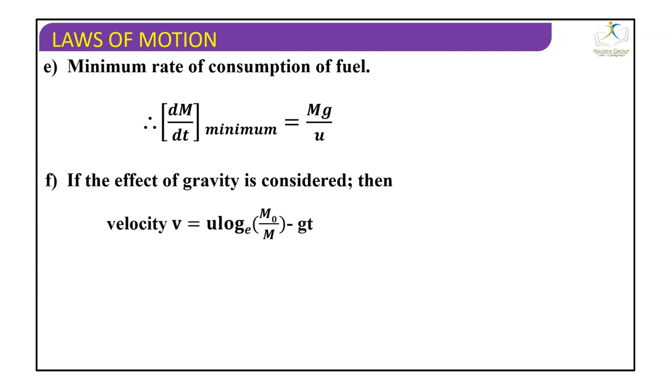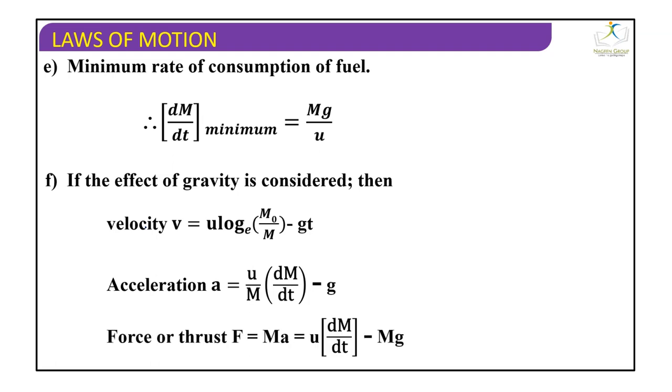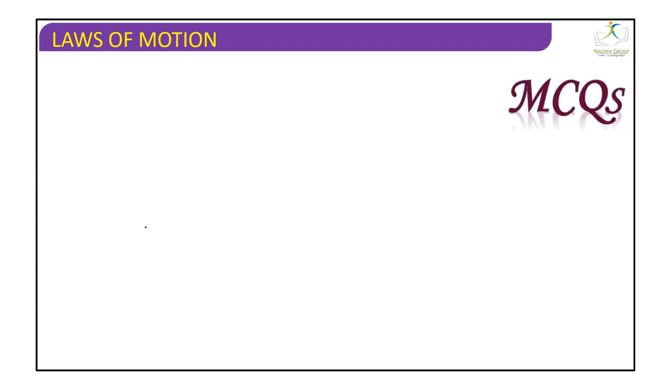If the effect of gravity is considered, then velocity v = u log_e(m0/m) minus gt. Acceleration we've calculated earlier: a = (u/m)(dm/dt) minus g. And thrust, what we finally calculated, is u dm/dt minus mg. Now these are some equations.